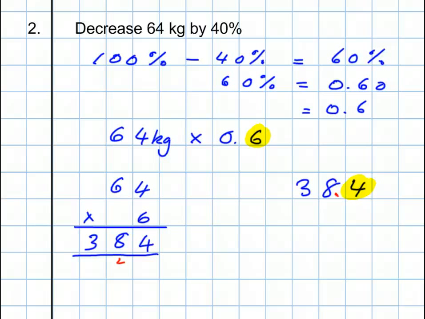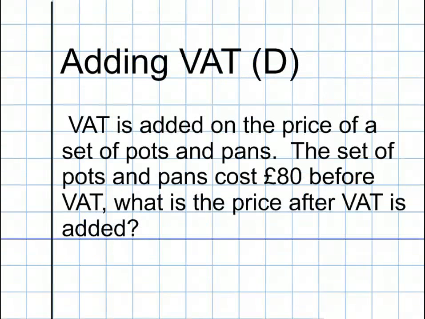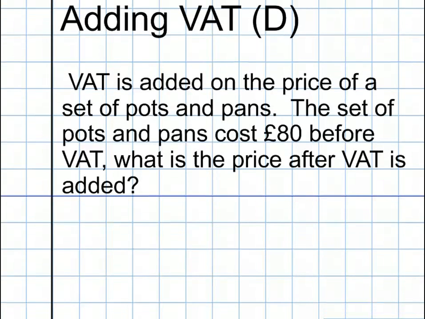Now if you're good at multiplying with decimals and converting percentages to and from decimals, this is probably the best method. Right, adding VAT. Now VAT, thanks to the government we've got, is now 20%. Let's look at this problem. VAT is added on to the price of a set of pots and pans. The set of pots and pans costs £80 before VAT. What's the price after VAT is added?